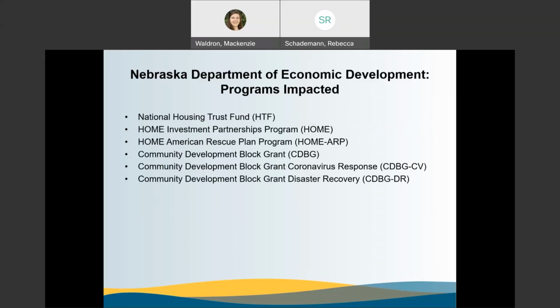We wanted to address the DED programs that are impacted by this new Section 3 final rule. This includes the National Housing Trust Fund, HOME Investment Partnerships Program, HOME American Rescue Plan Program, the Community Development Block Grant, and the related coronavirus funding, as well as the Community Development Block Grant Disaster Recovery funding.